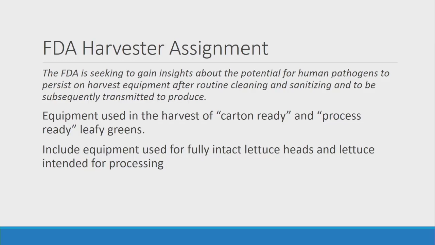They were looking at equipment used for carton-ready and process-ready leafy greens. They are not looking at any baby leaf at this point. They are really focused on heads. So equipment used for fully intact heads and then lettuce intended for processing. Very, very much focused on romaine.